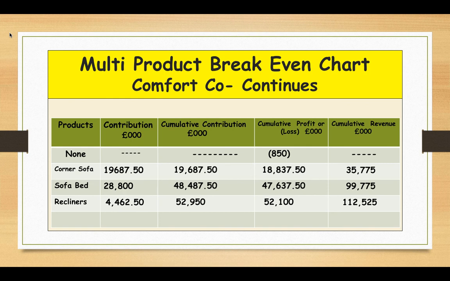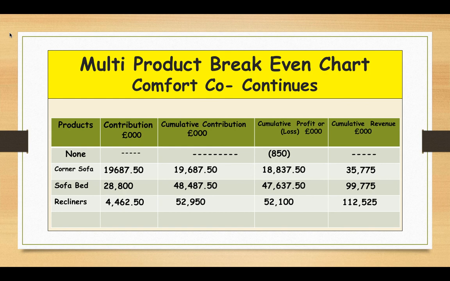Now, if the company produced no units, obviously they won't get any contribution, but they will still incur the fixed cost of 850,000. So that's why the 850,000 is given in brackets, because it's a loss. Now, in our previous slide, we have said the company is going to produce the products in the highest contribution to sales ratio order. So the first product is the corner sofa. So they're going to produce the corner sofa first.